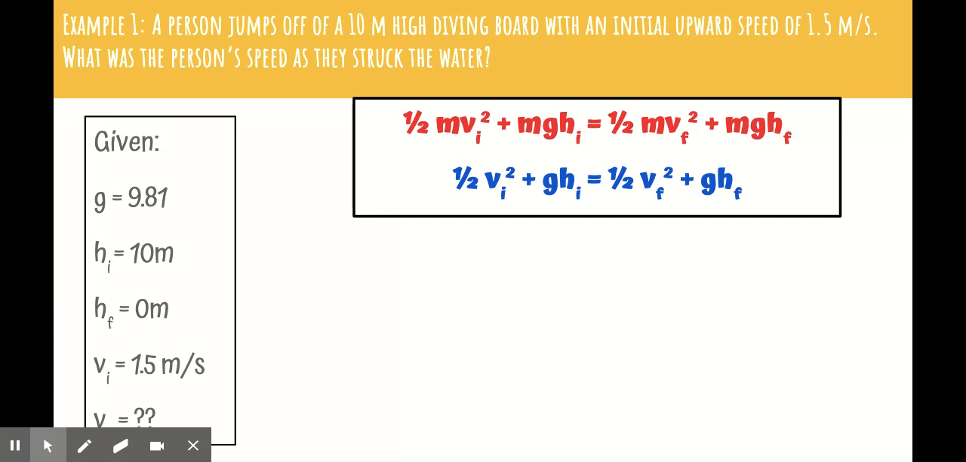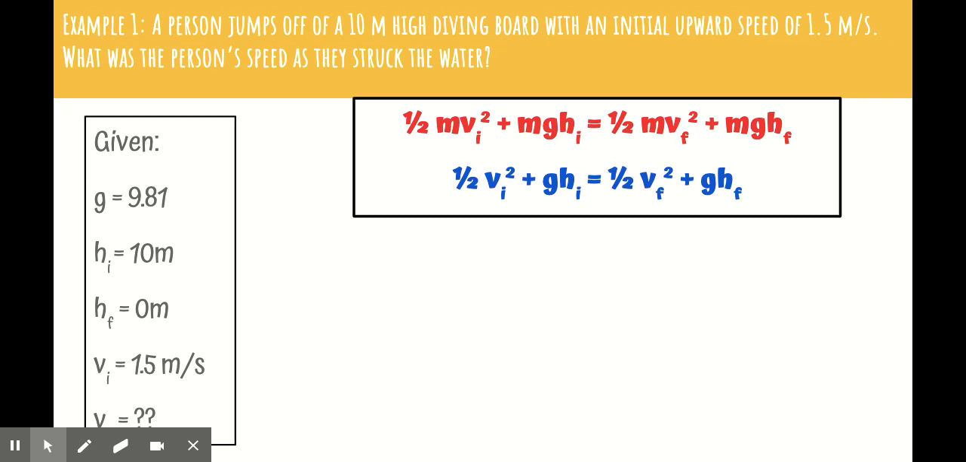All right, so here's an example. We have a person jumping off of a 10-meter high diving board with an initial upward speed of 1.5 meters per second. What was the person's speed as they struck the water? What we're given: gravity is 9.81, so that would be the g portion of this formula. We know the initial height is 10 meters. The final height is going to be 0 meters because that would be where they hit the water. The initial velocity is 1.5 meters per second, and we don't know the final velocity yet.